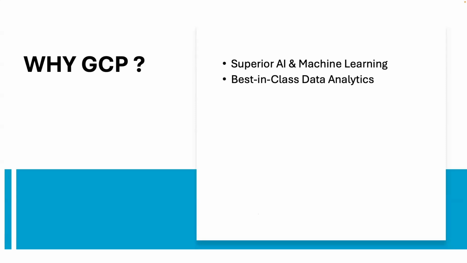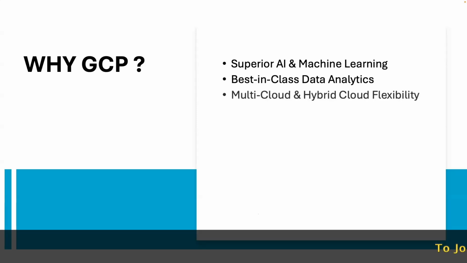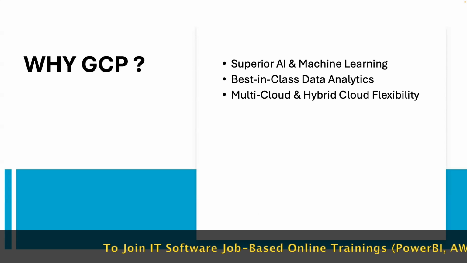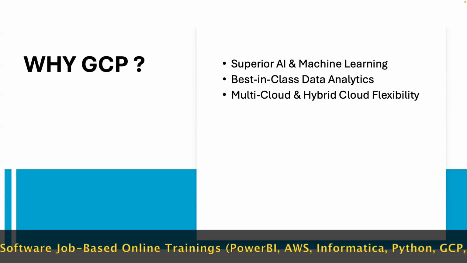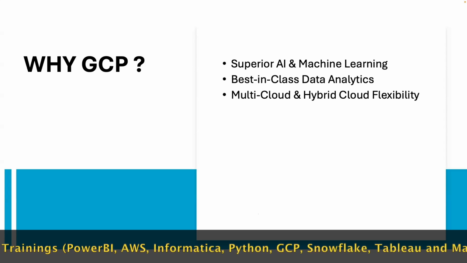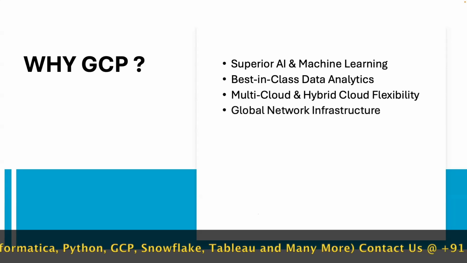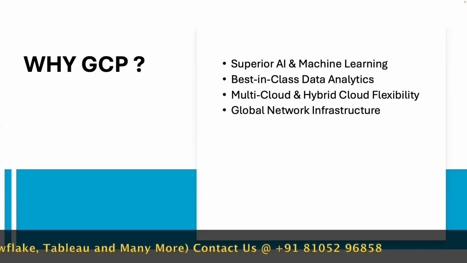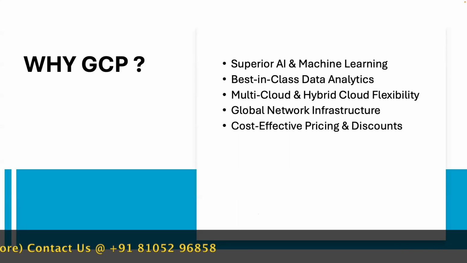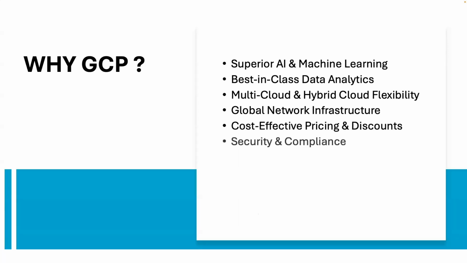Superior AI and machine learning. Google has a hardware-level artificial intelligence system. We'll come to that when we start with the actual topics. Data analysis, best-in-class data analytic tools. Google provides multi-cloud and hybrid cloud flexibility, global network infrastructure, cost-effective pricing and discounts, security and compliance.